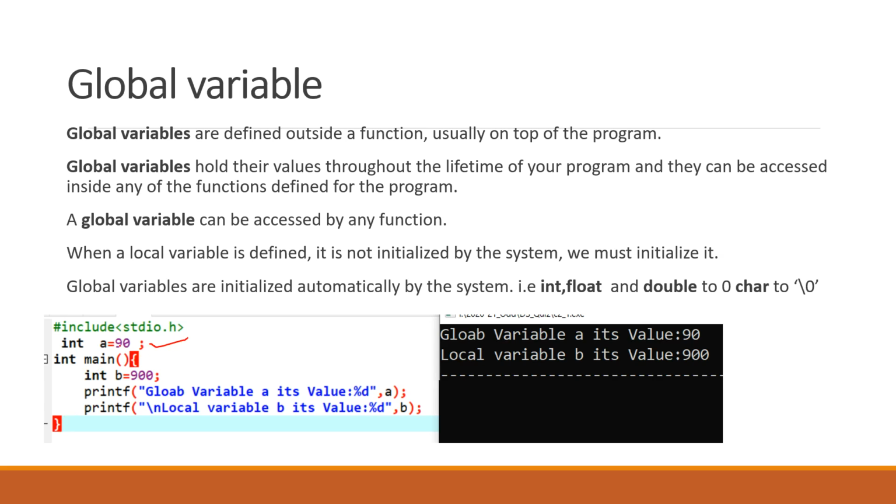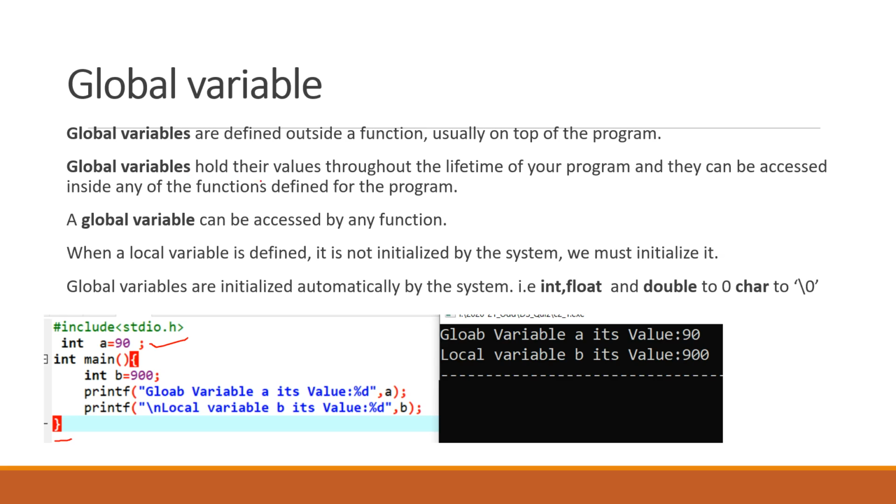So, how to do that? It will be available to all the functions of this program. It is at the file level. In this file, this is available, not just for main. Whatever may be the functions there, they can access this a. So, a is a global variable. Global variables are defined outside a function, usually on top of the program. At the file level, in this program, outside the function main, a is defined.